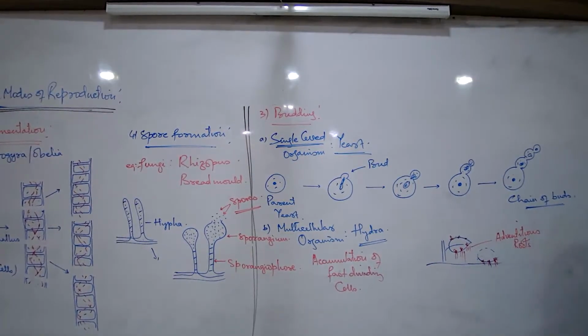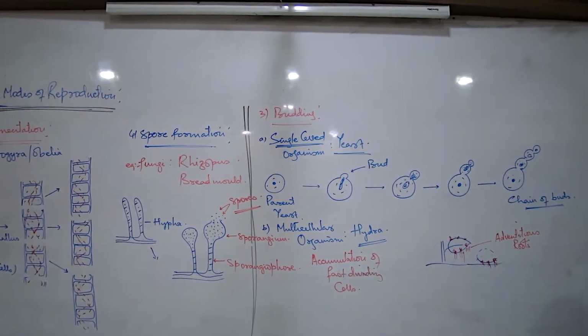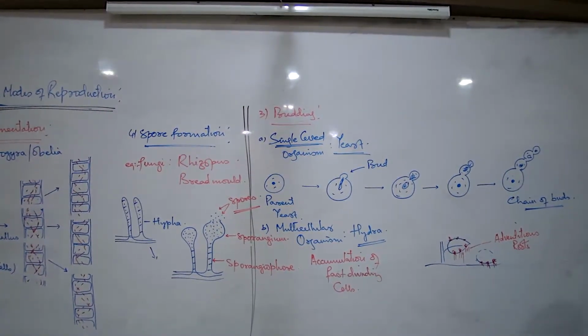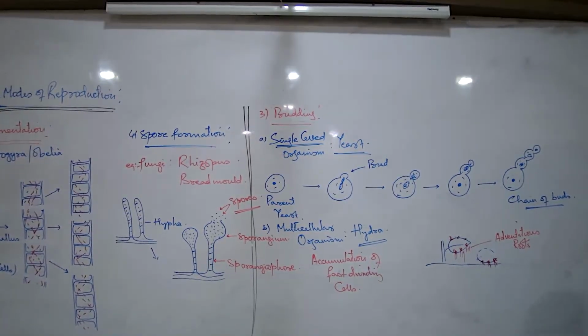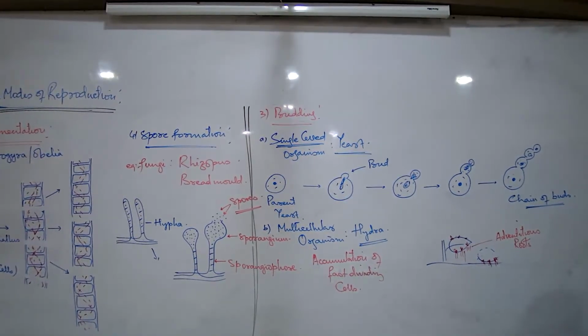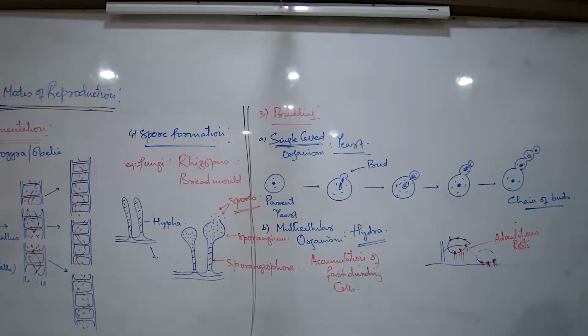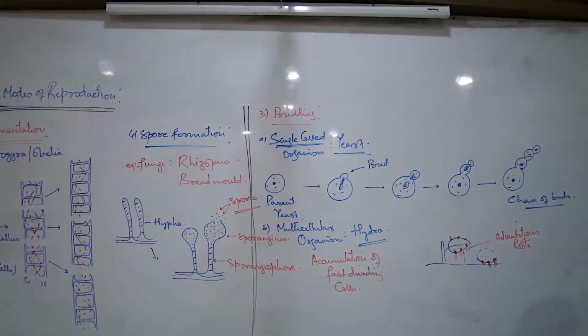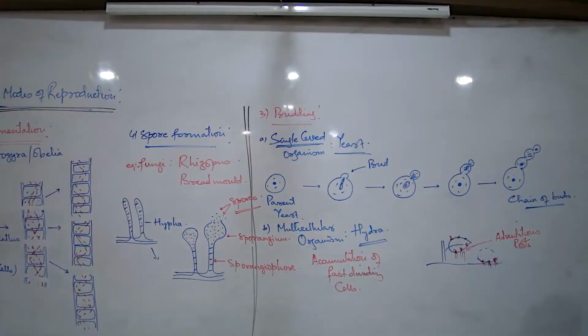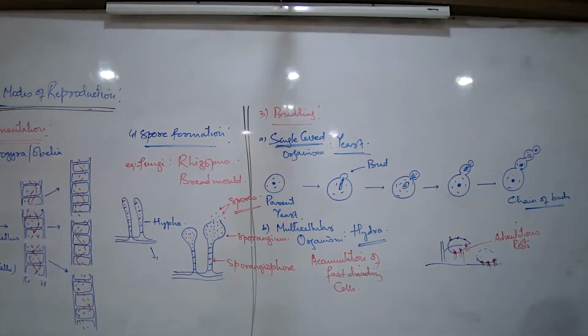So these methods are the true asexual methods. So these asexual methods, I think they must have already finished. So till here you study well. What are the methods? Two types of fission. Fragmentation, three types of budding I discussed, and spore formation. These are the actual asexual modes.